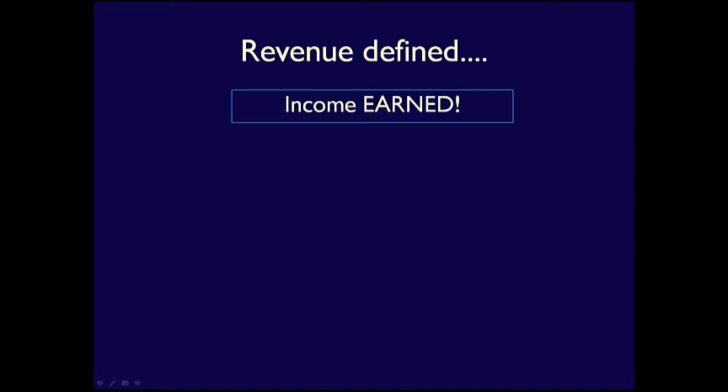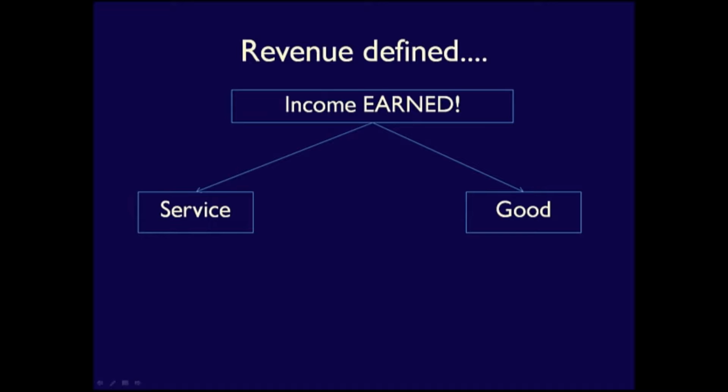Revenues are the income that a business earns. There are only two ways to earn revenue. Businesses either provide a service or a good. The key to revenue is that it must be earned. What does that mean? It means that the business has done their job, past tense.